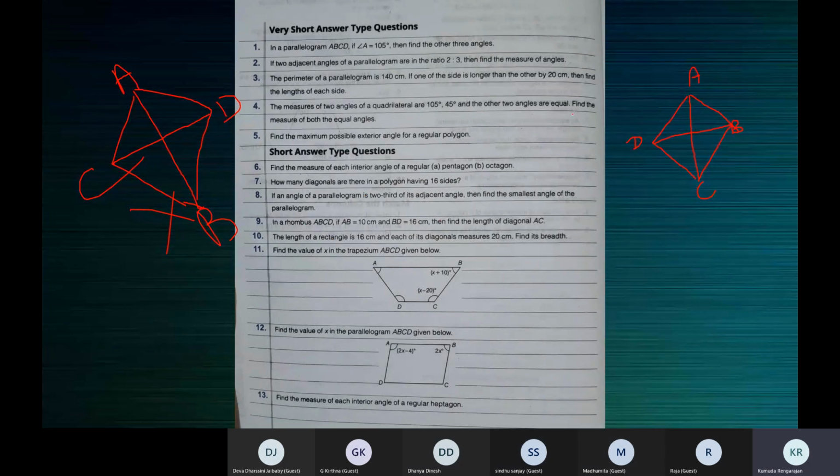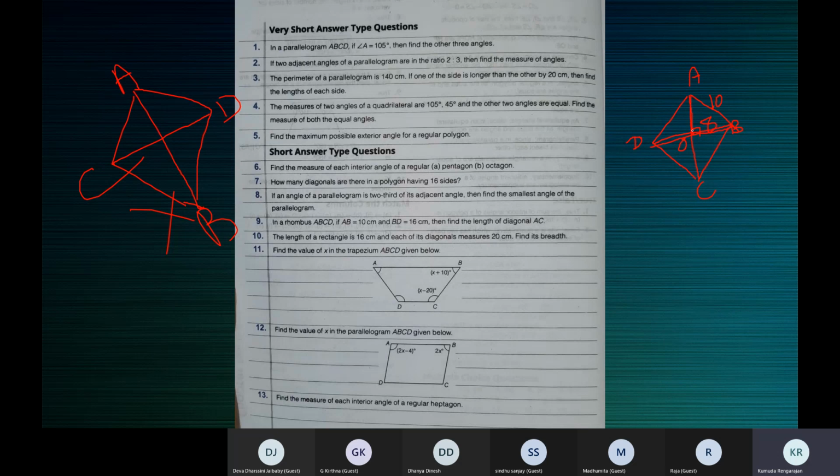Fill in the information. AB is 10. So this is 10. And then BD is 16. From here to here is 16. I don't want that full length. I want only this, so this will be 8. If I mark this one O, I don't want BD. Why do I need BD?